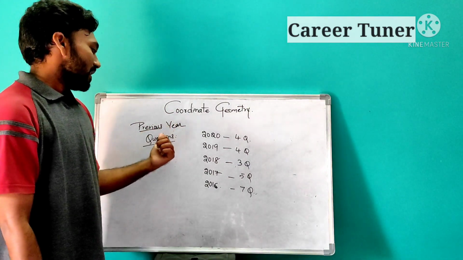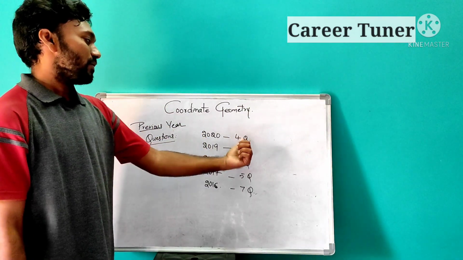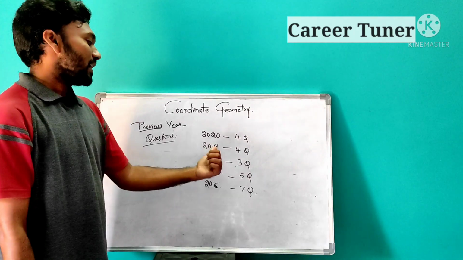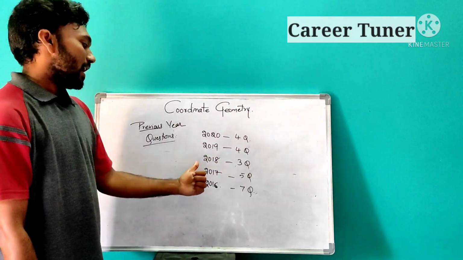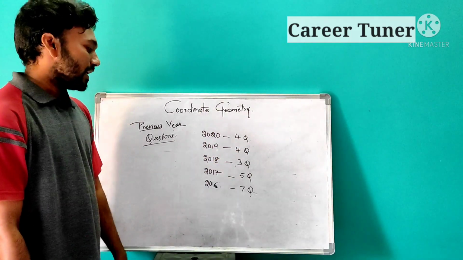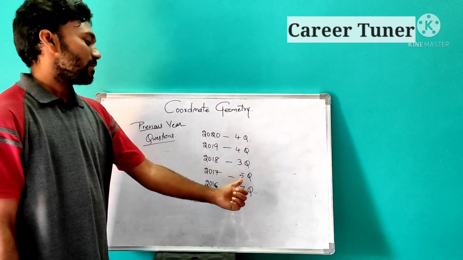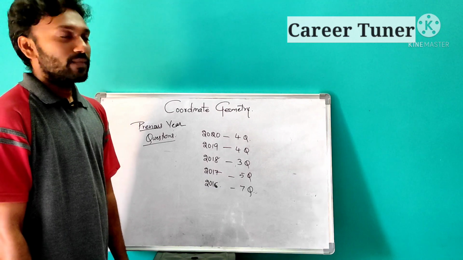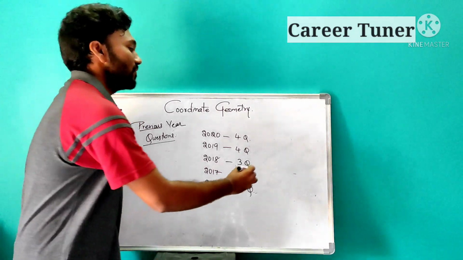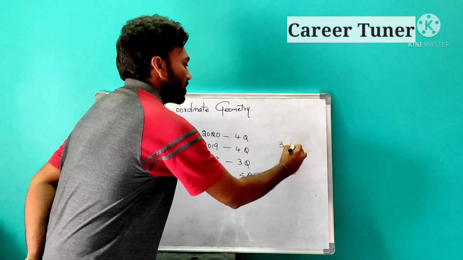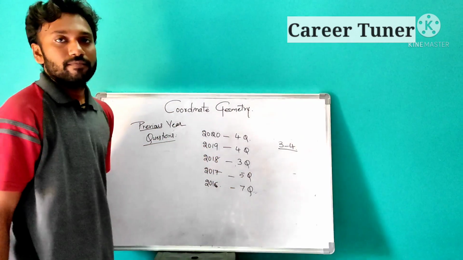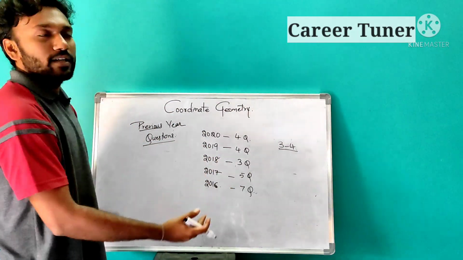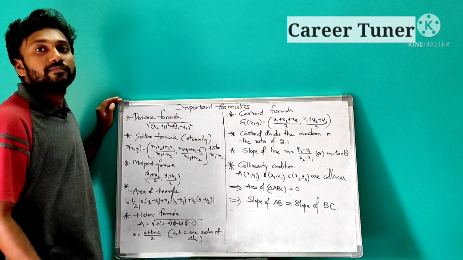Previous year questions: in 2020, 4 questions came within the chapter. In 2019 Polyset paper, 4 questions; in 2018 Polyset paper, 3 questions; in 2017 Polyset paper, 5 questions; and in 2016 Poly paper, 7 questions. So more or less we can expect 3 to 4 questions for sure within this chapter. Now let us get into a few of the topics from the chapter.